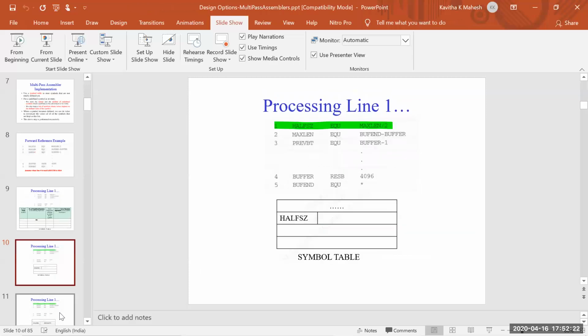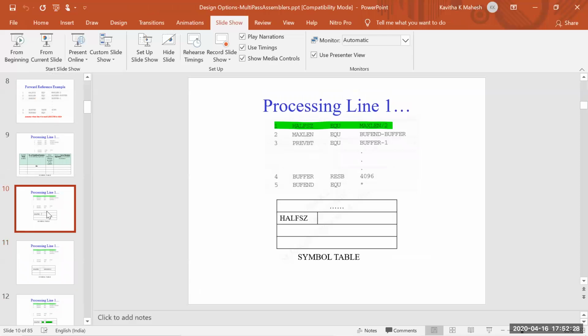So I'm showing the processing for the first line. We'll consider the processing for the first line first. The first line is halfset equals maxlen by 2. Generally, whenever a statement is taken for processing, the assembler first processes the label field and sees if there is a symbol, and if there is a symbol, it enters it into the symbol table, right? So the first statement has the label field with the symbol name halfset. So halfset should be entered into the symbol table, and you can see it below in the symbol table. We have already made an entry of the symbol halfset.